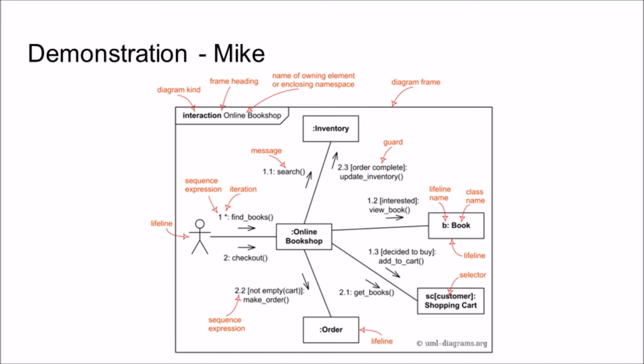And then after he's bought his books, the system is going to go up to 2.3 once the order is complete and update the inventory so that other customers can't buy those books that they just sold to this individual.